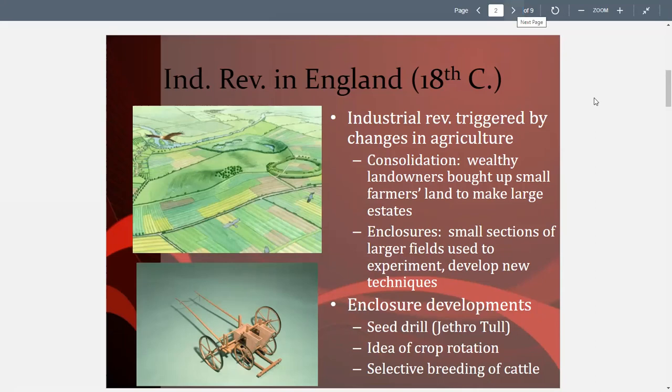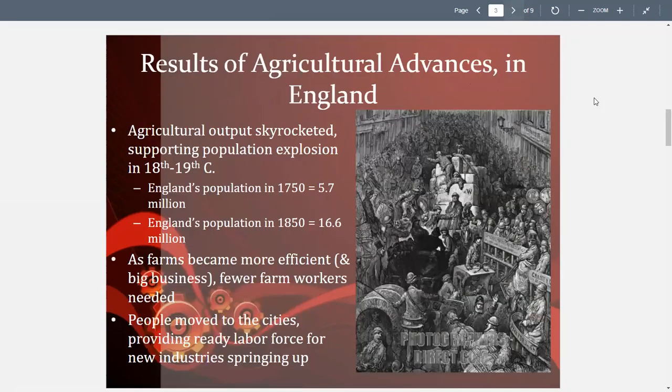And you were able to plant a field much faster, probably about 10 times as fast as you could by hand. And then also people figured out about breeding. You could selectively breed different types of cattle. So the agricultural output skyrockets, as I talked about, and you'll see the increase in population, right?